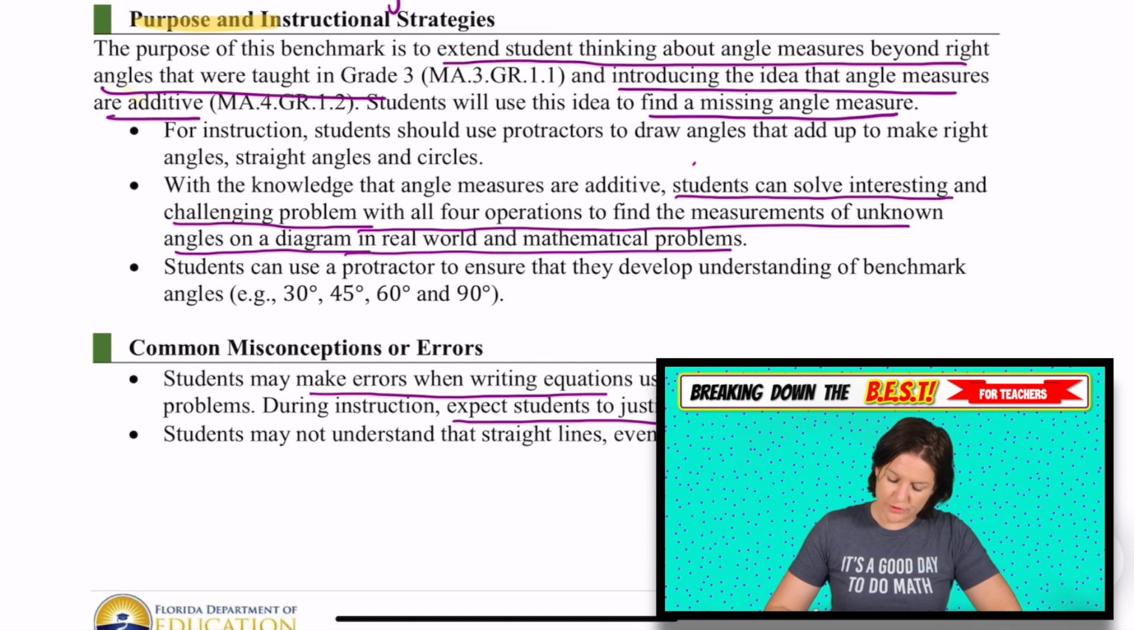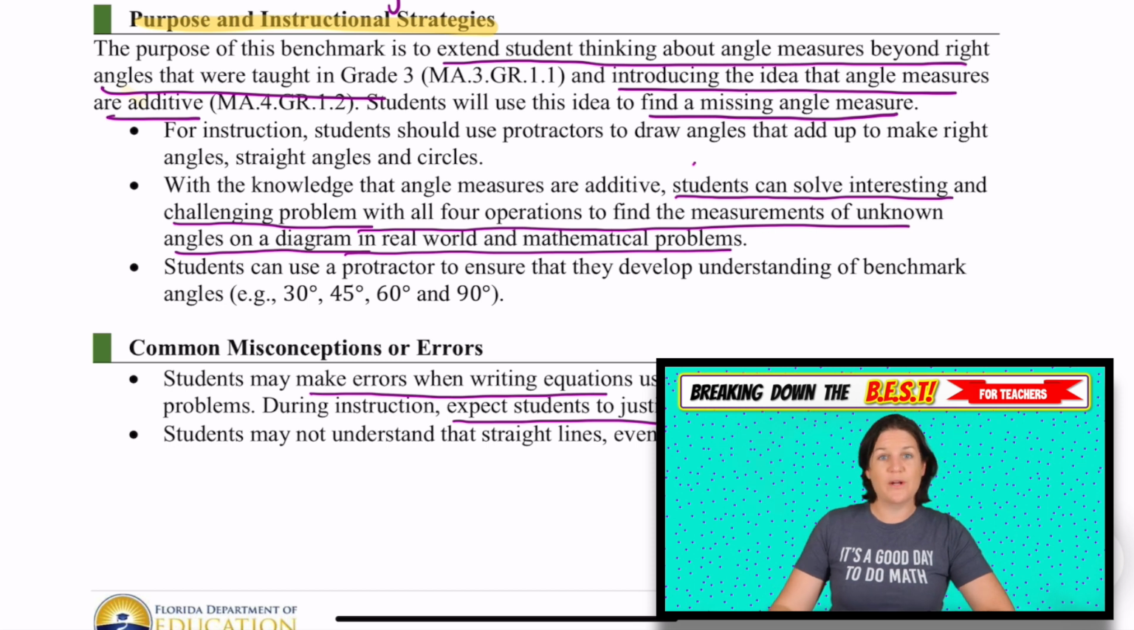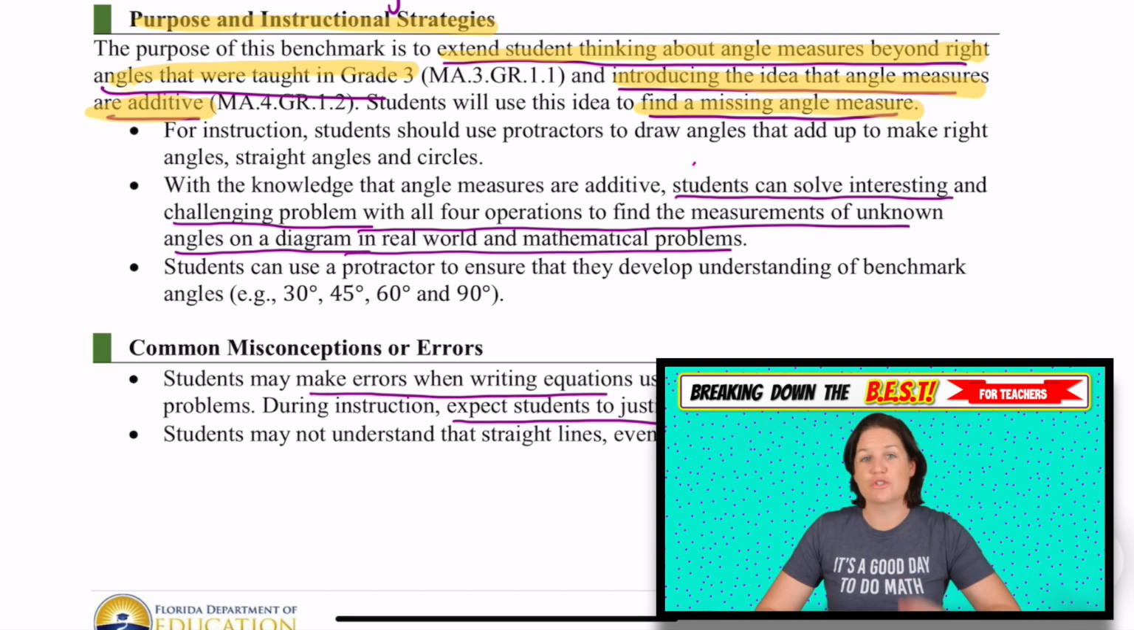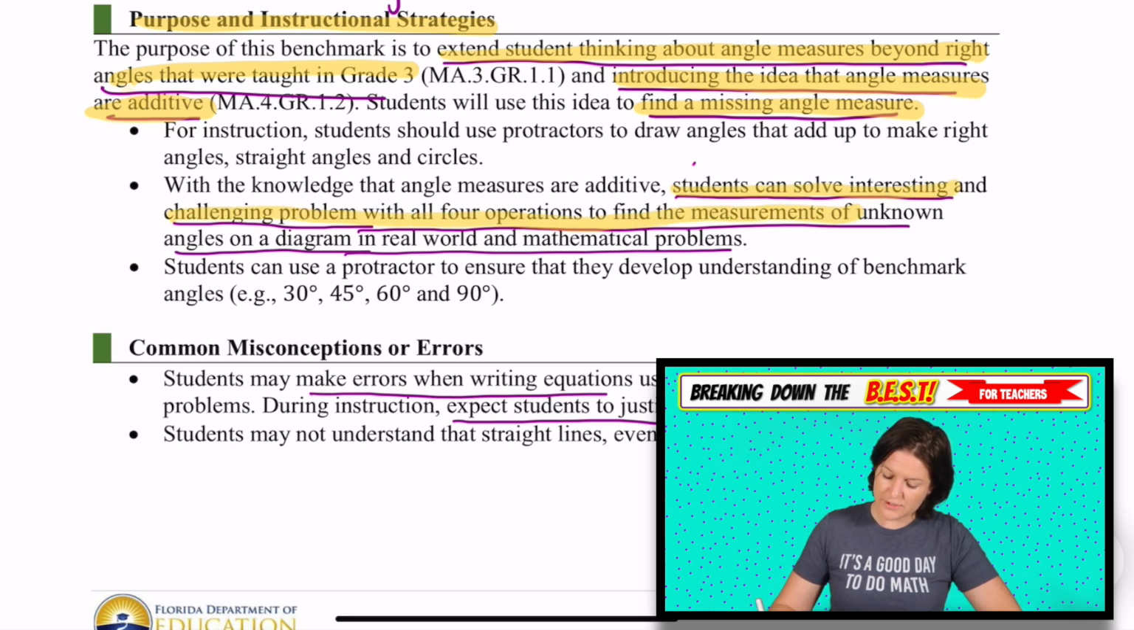For purpose and instructional strategies, let me just point out what jumped out at me. It says the purpose of this benchmark is to extend student thinking about angle measures beyond right angles that were taught in third grade, and introducing the idea that angle measures are additive, which we did in the last standard, GR.1.2. Students will then use this idea to find missing angle measures without having to measure using a protractor. Students can solve interesting and challenging problems with all four operations to find the measurements of unknown angles on a diagram in real-world and mathematical problems.